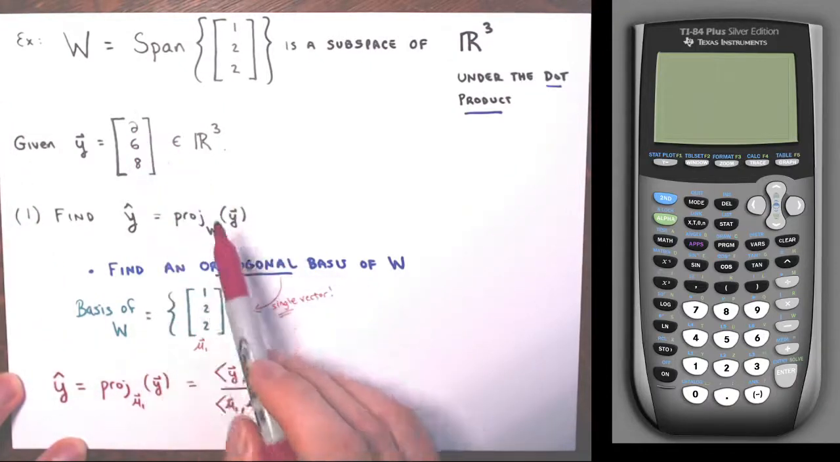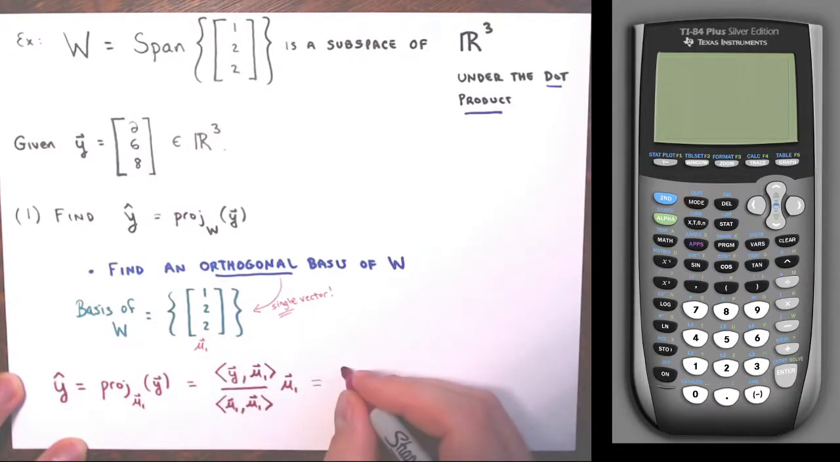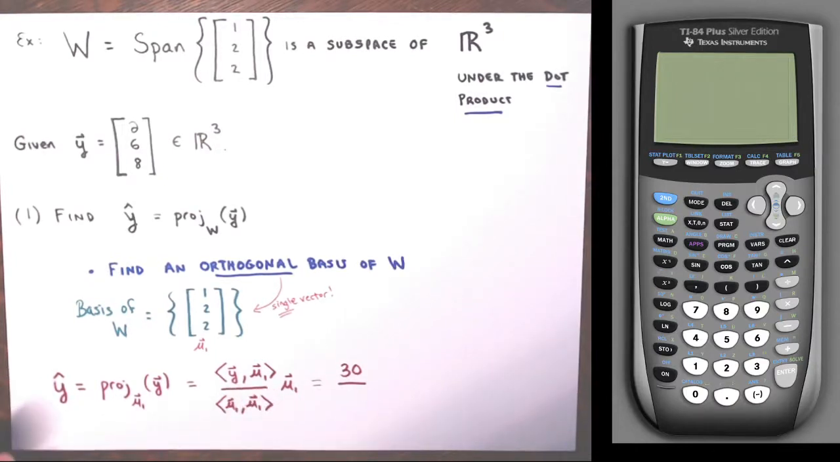That's the dot product: 2 times 1 is 2, 6 times 2 is 12, 2 plus 12 is 14, and then 8 times 2 is 16, 14 plus 16 is 30. So I got 30 in the numerator, the inner product of y with u1. And then the denominator of the scalar, the inner product of u1 with itself, 1, 2, 2 with 1, 2, 2: 1 squared plus 2 squared plus 2 squared, 1 plus 4 plus 4, that's 9. Times the vector 1, 2, 2, which is u1.